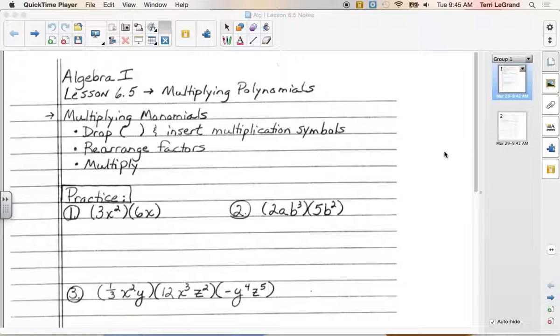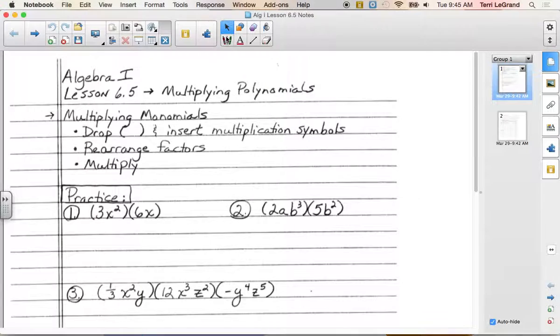a monomial times another monomial or monomials. We're going to just drop the parentheses because whenever we have parentheses around something next to something else with parentheses, those back-to-back parentheses mean multiplication. So there's really an invisible multiplication symbol in there, and so we can just drop our parentheses because there's no addition or subtraction. That's why we can drop them, okay?